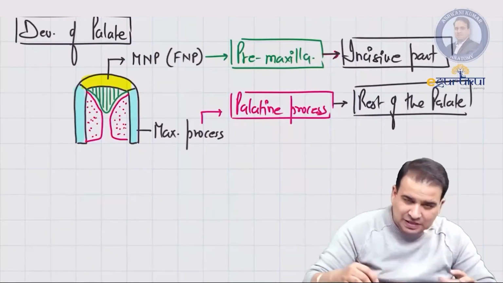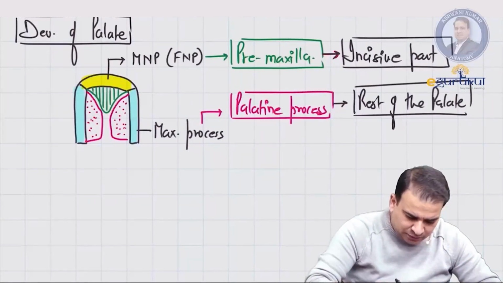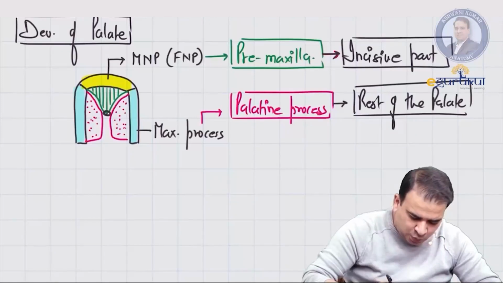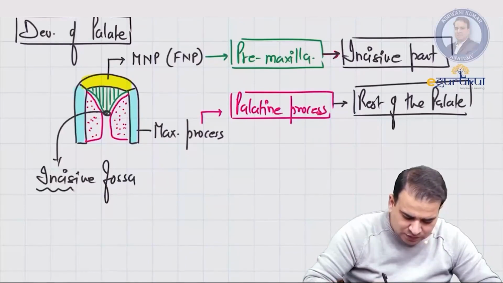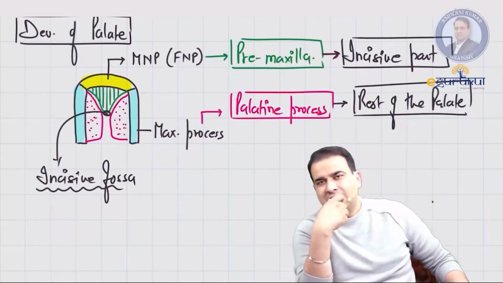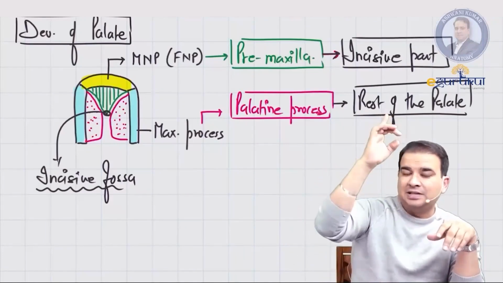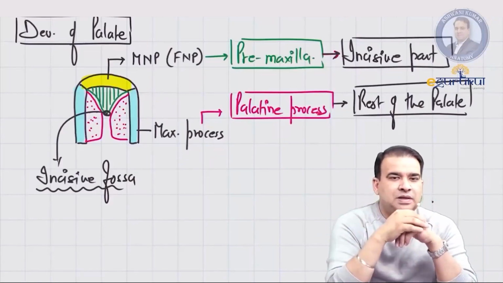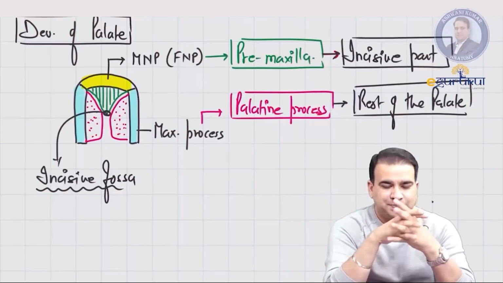And when they fuse with each other, this all will be fused. Once they are fused, the foramen or the fossa which will be there at the junction of all these three will be called the incisive fossa. It will be behind the upper incisor, so we call it the incisive fossa, through which the greater palatine artery goes inside and contributes to Kiesselbach's plexus. That incisive fossa will be there at the junction of this premaxilla and this palatine process of the maxilla.